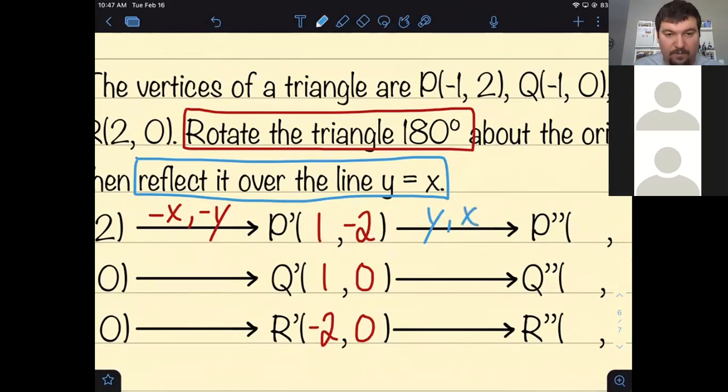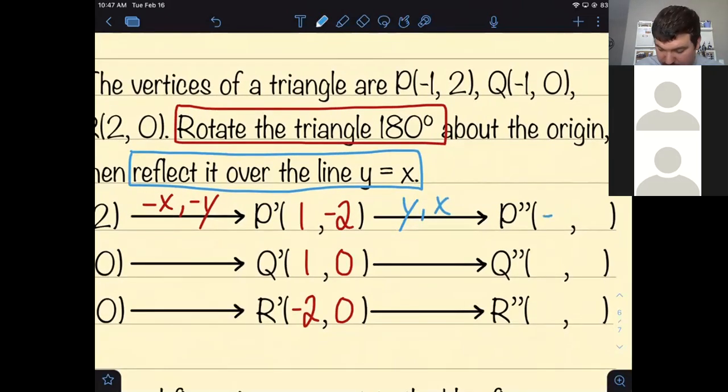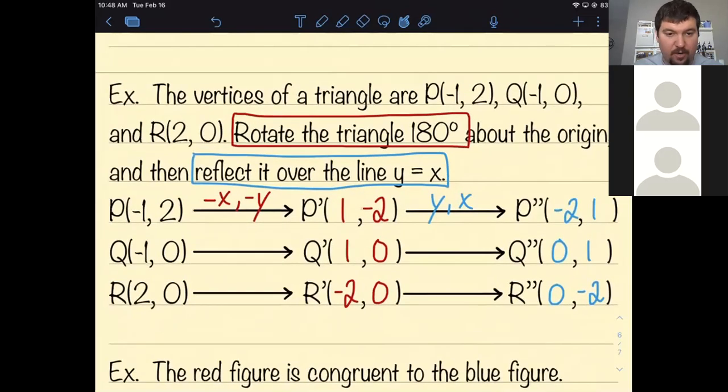Anytime I'm doing a reflection over the line y equals x, I just flip-flop them. So 1, -2 becomes -2, 1. 1, 0 becomes 0, 1. And -2, 0 becomes 0, -2. And then if it wanted me to graph triangle PQR, I would be able to graph it now after both those transformations. So arrow notation, although somewhat time consuming, I get that, it is your friend. It does help ensure that you have the right coordinates without having to guess.